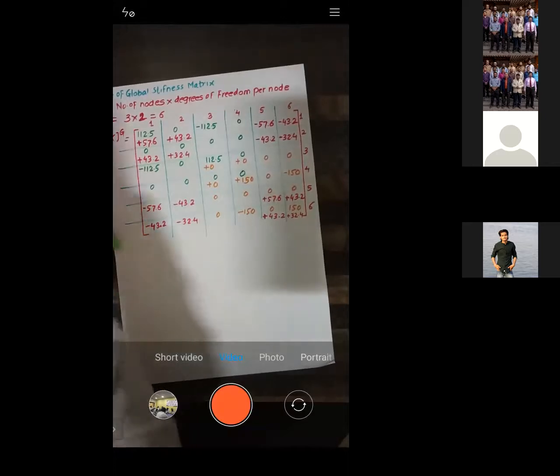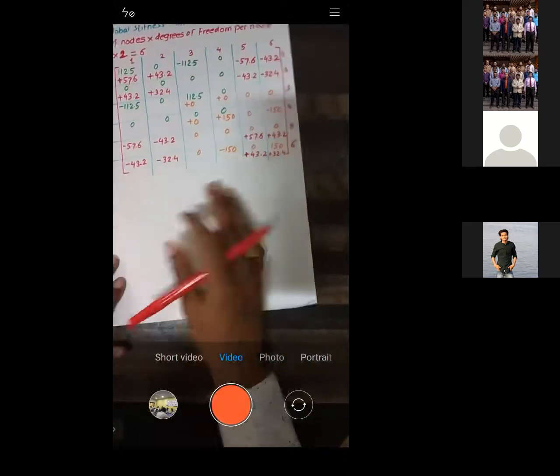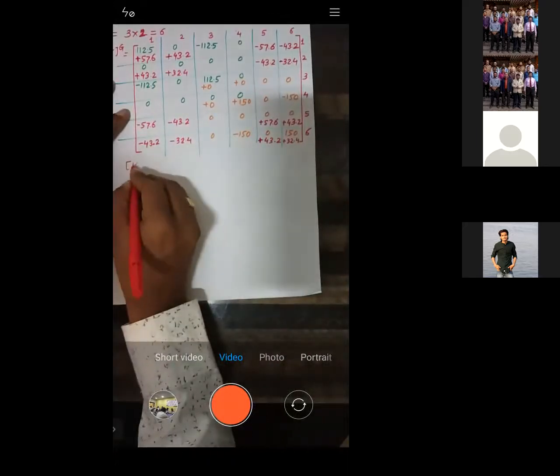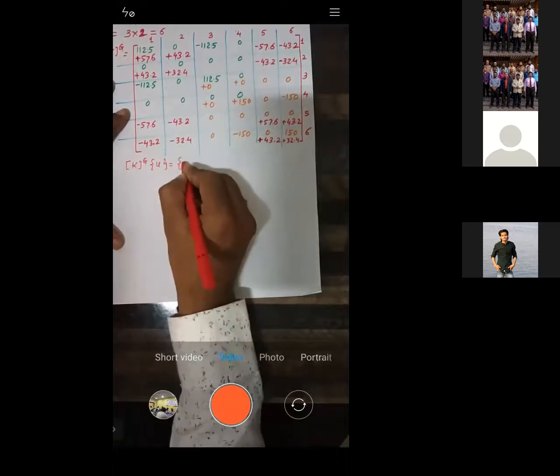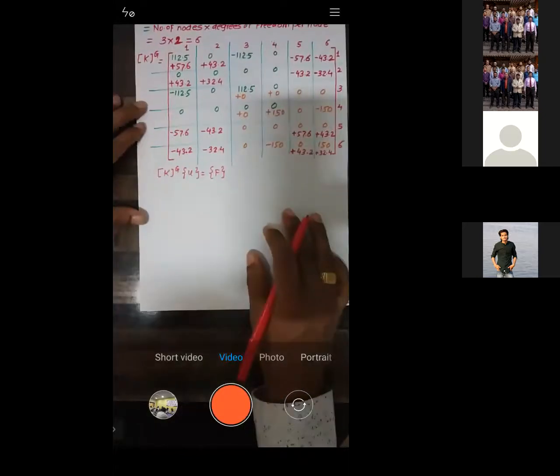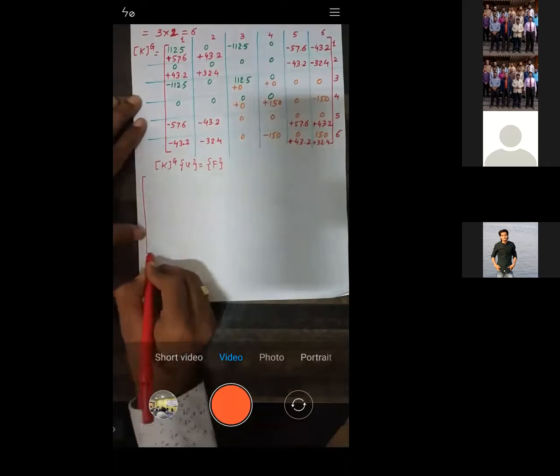No. Yeah. So let us start solving this element stiffness, global stiffness matrix, right? So how we used to solve? Okay, this global stiffness matrix when we multiplied by displacement will be given by the force, right? So let us do that. So I'll just write down.